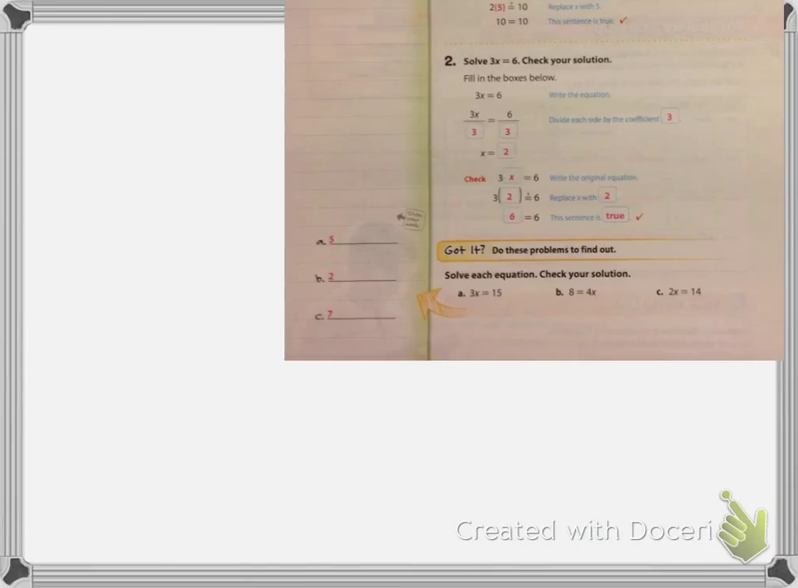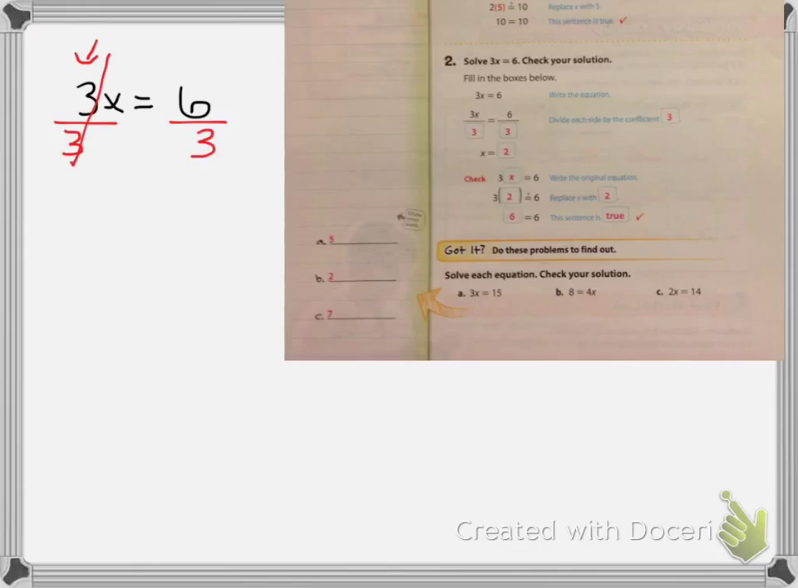Alright, so example 2 gives you the equation 3x equals 6. So let's go ahead and off to the side write 3x equals 6. And remember what we did before, we identified first what our variable is. Our variable is x. What's being done to x? Well, right now, x is being multiplied by 3. You can see that right here with this 3. So in order to undo multiplication or multiplying by 3, we're going to divide each side by 3.